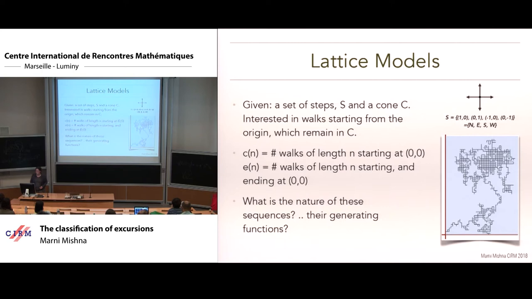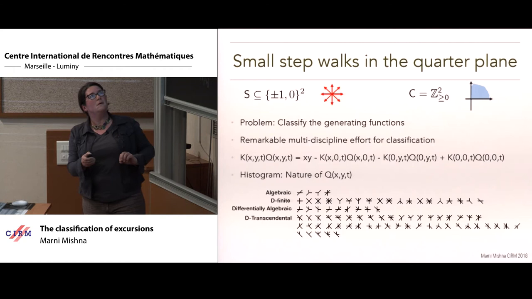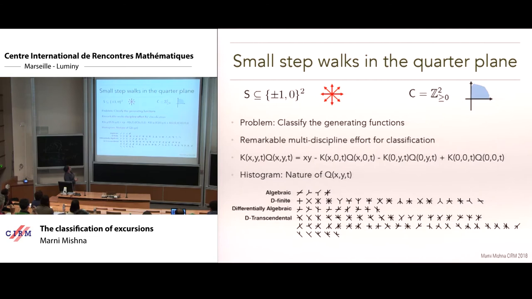She also reminded you or introduced you to the small step walks in the quarter plane, where you say, okay, let's shrink the universe even more. Let's say we only want these small steps, and we're going to fix the quarter plane, take some subset of these walks, and see what happens. Can we classify the generating functions?